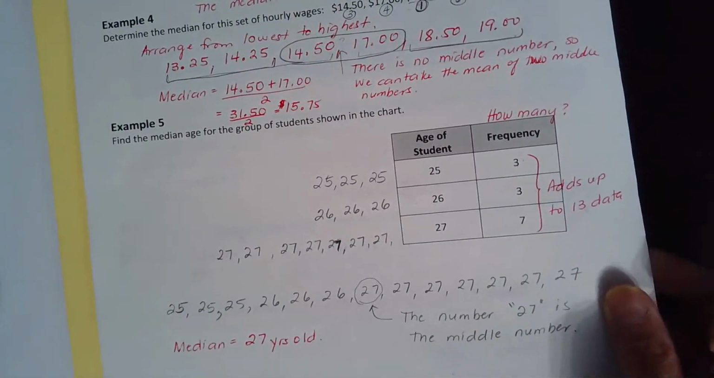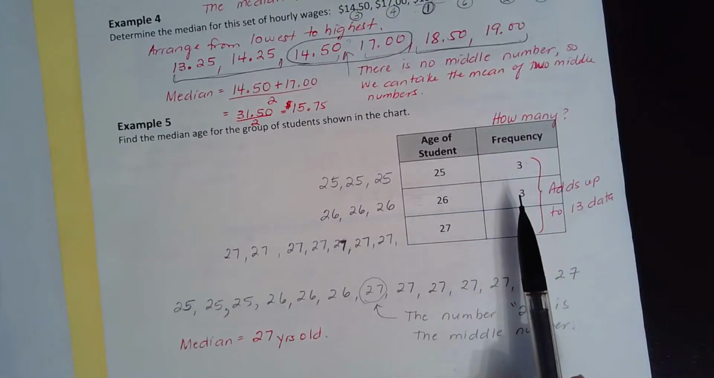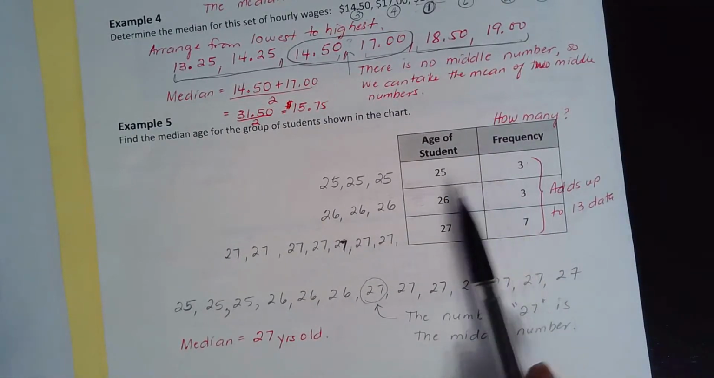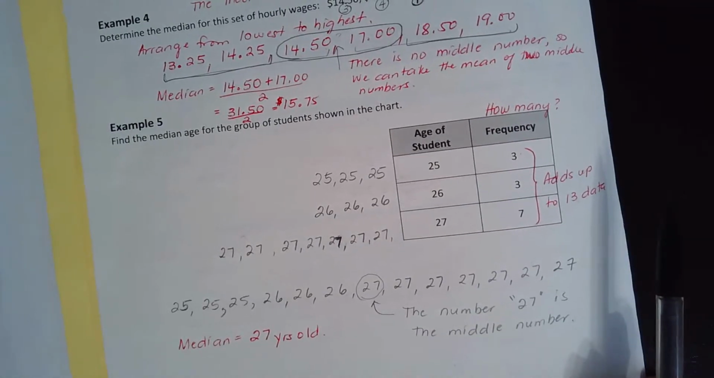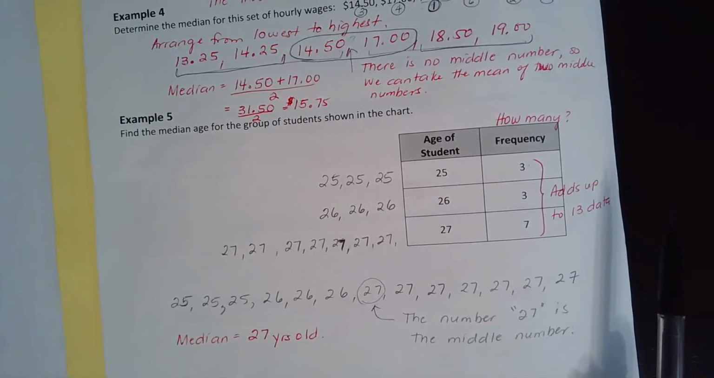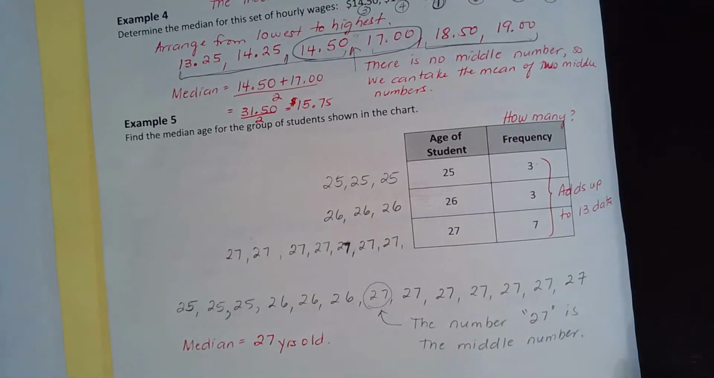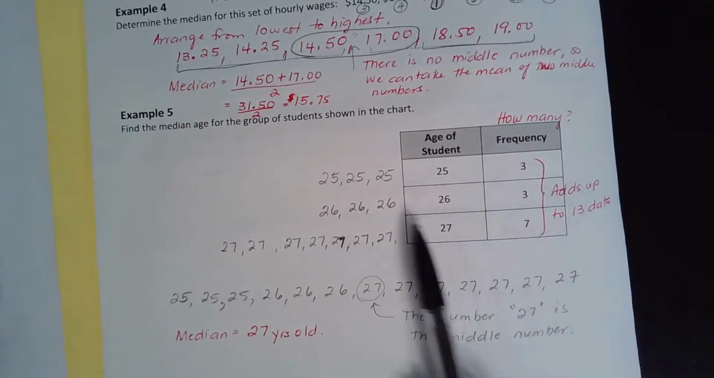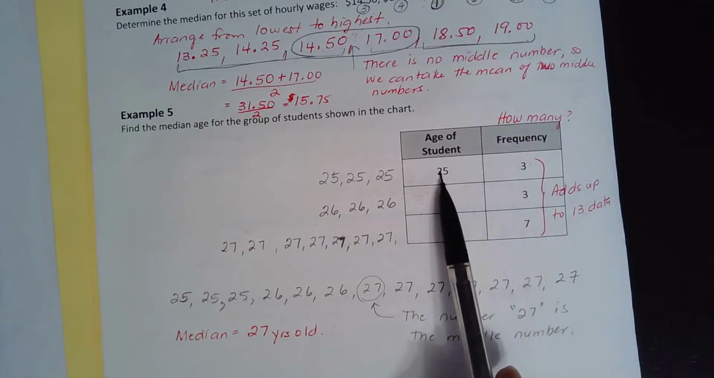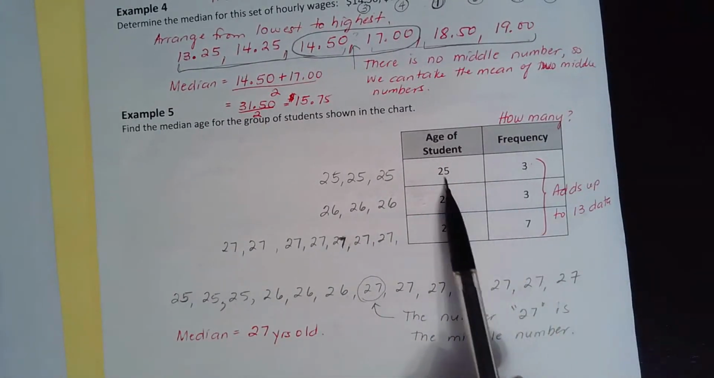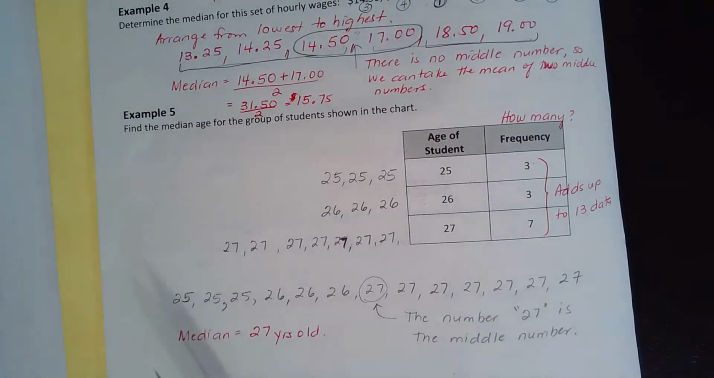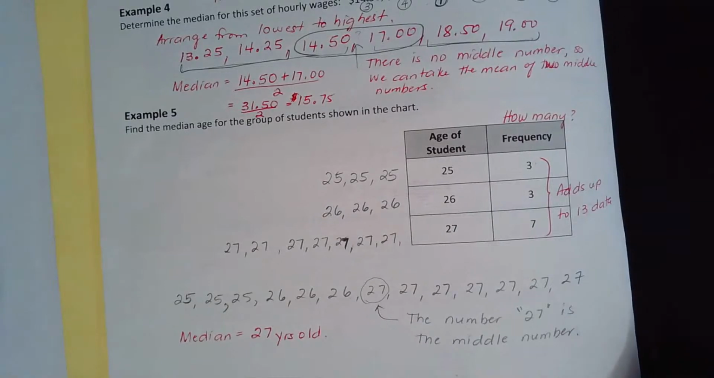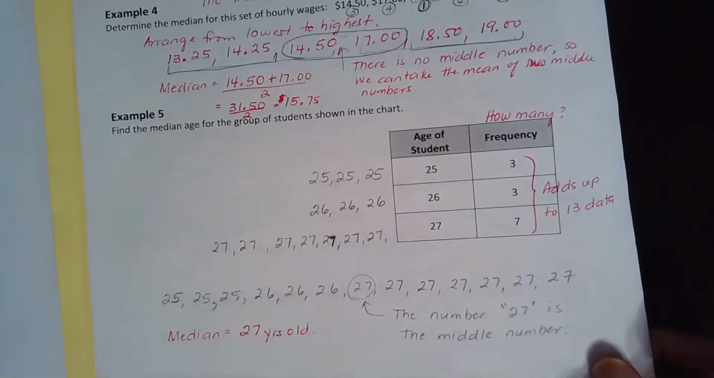And in example 5 yesterday, there's a different way of organizing the data. It's in a frequency table. This is something that we've already seen in grade 11 math, so that was a nice introduction to statistics. The frequency tells you how many of this data there are. How many 25s? There are 3 of them. How many 26s? There are 3 of them, and so on. Then we arrange them and figure out the middle number, which is the median. Median is the middle.